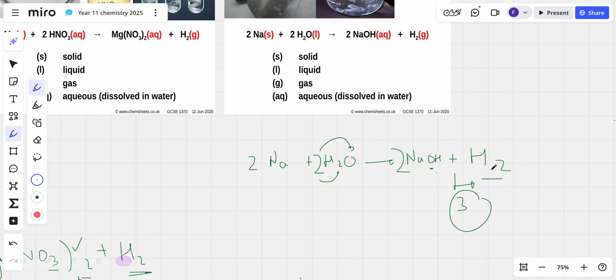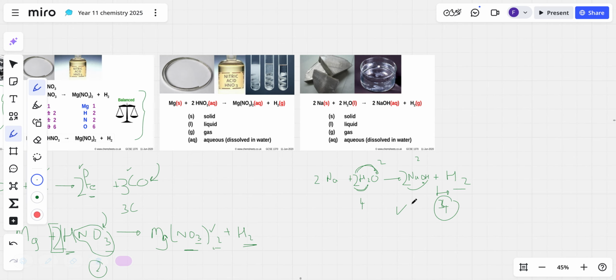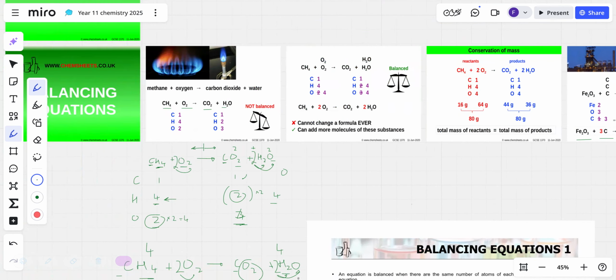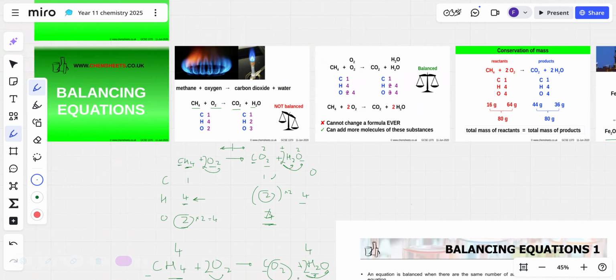Now let's check it. Hydrogens: 2 times 1 is 2. That's 4 hydrogens. 2 times 2 is 4. 2 times 1 is 2 oxygens. 2 times 1 oxygen there is 2. 2 sodium. So I'm balanced. All right. That's what you need to do.